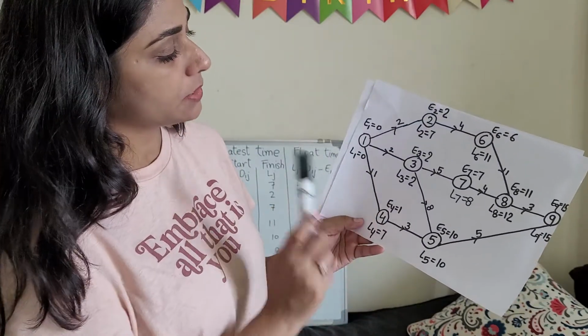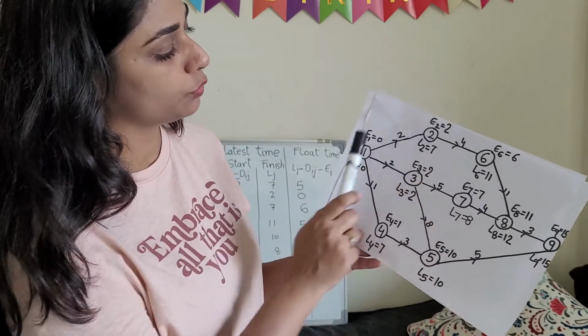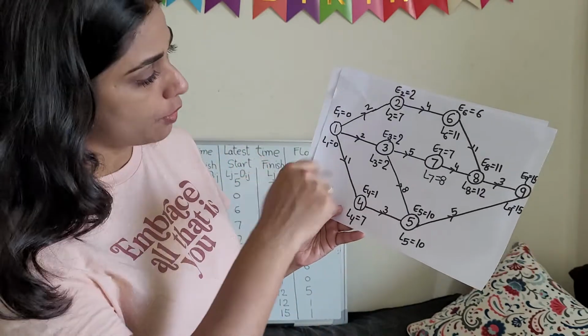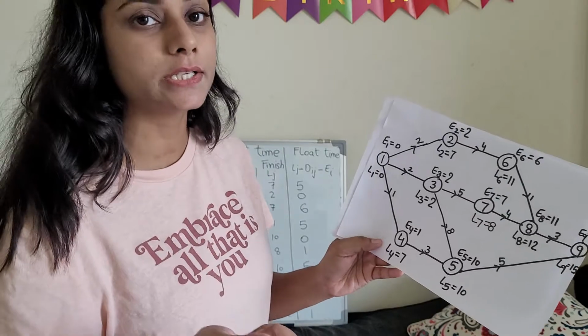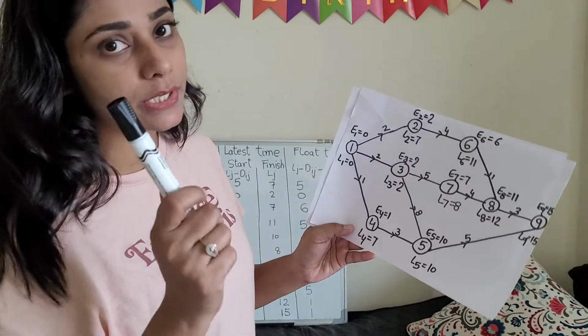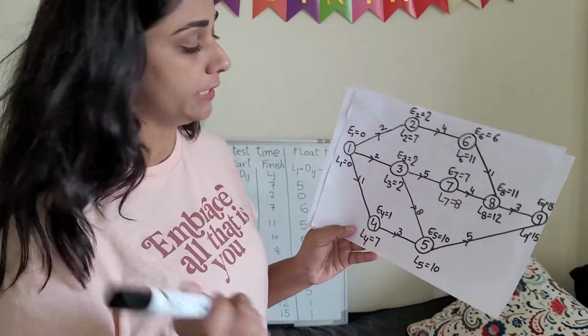Now after this, we will check L1. L1 we can see here 1 to 2, 1 to 3 and 1 to 4. 3 activities are going. So for all we will calculate, and then in the last we will select the latest one. And L1 should be equal to 0 always if we have done our calculation correctly.